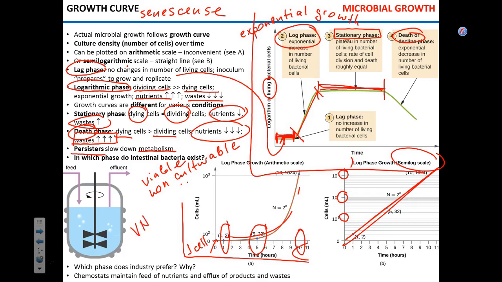Short VNC cells. Viable non-culturable cells. Does that make sense? So these cells still can survive. They're basically living. They're just really, really slow living.